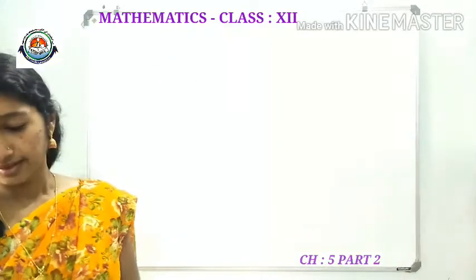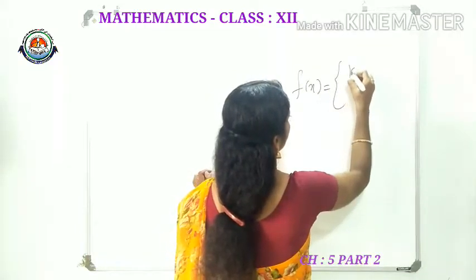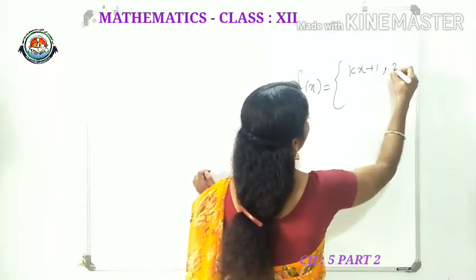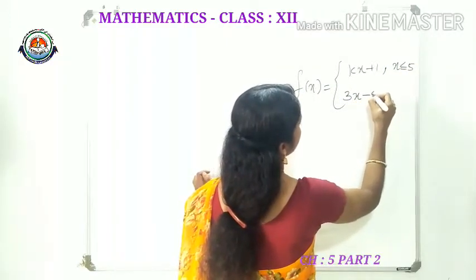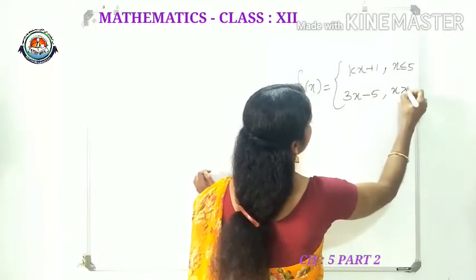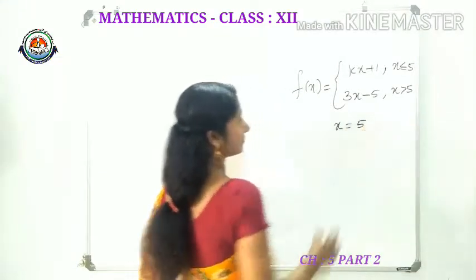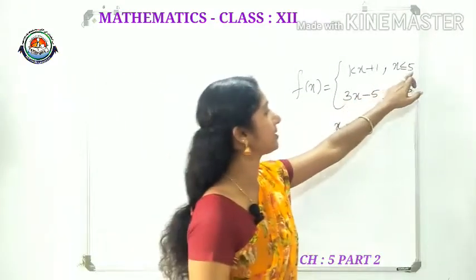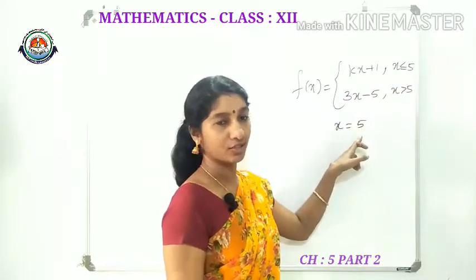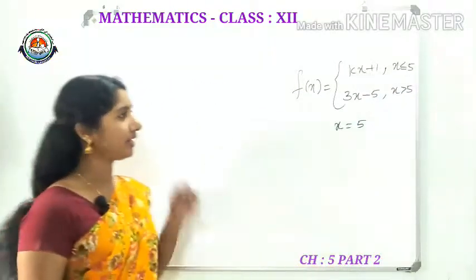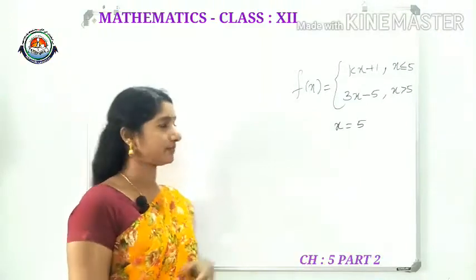One more question for finding the value of k. F of x is equal to kx plus 1 if x is less than or equal to 5, and 3x minus 5 if x is greater than 5, and it is given it is continuous at x equal to 5, because at 5 only there is a break for the function. That is why at 5 it is given as continuous; at all other points it is already continuous. We only have confusion whether it is continuous at x equal to 5, and in the question it is given that it is continuous at x equal to 5.